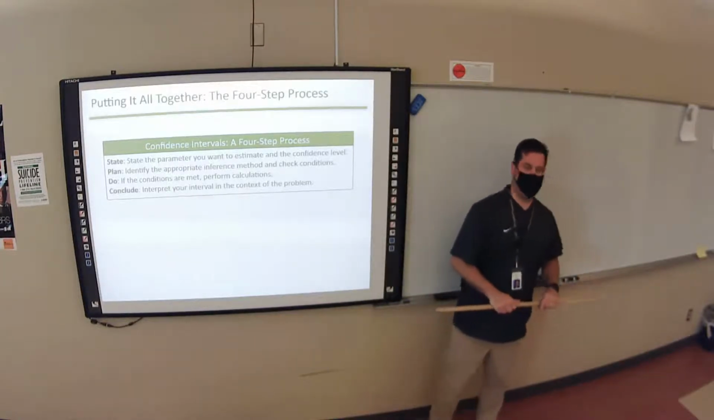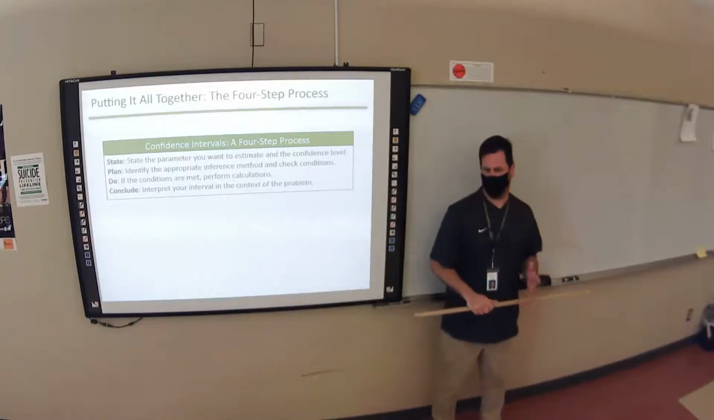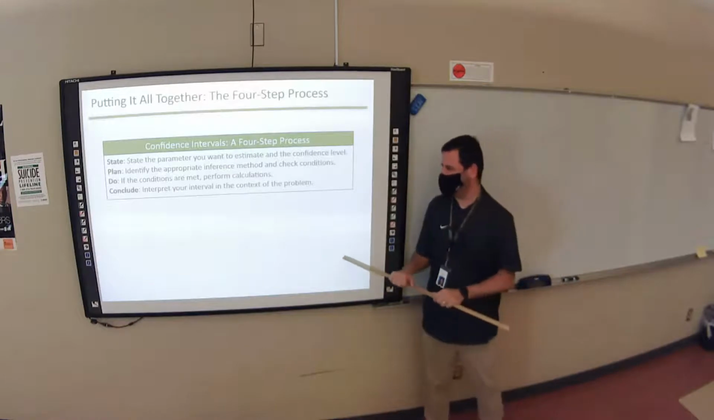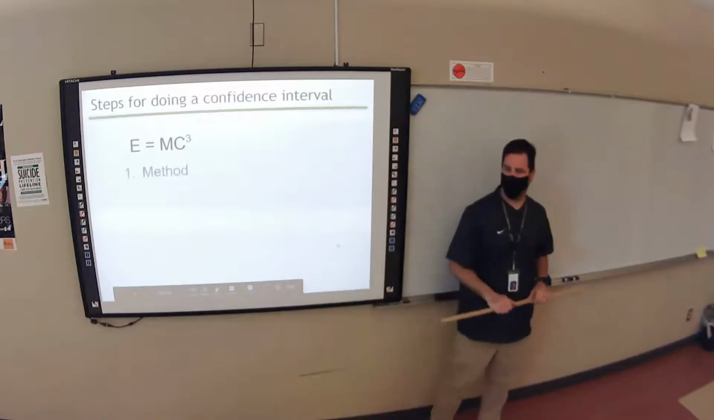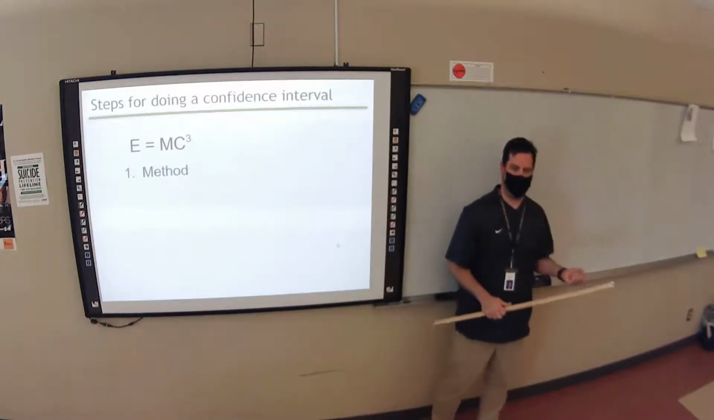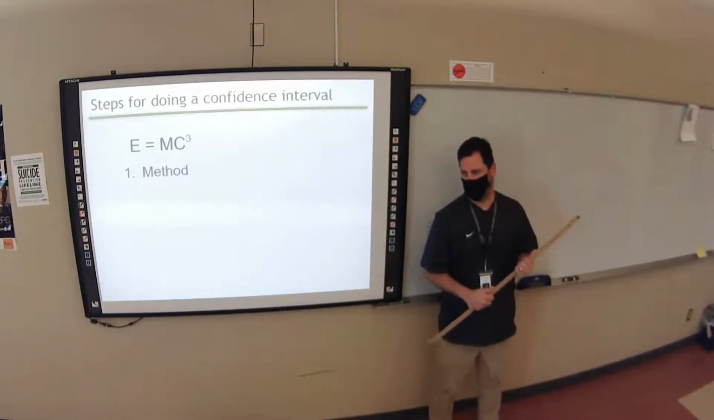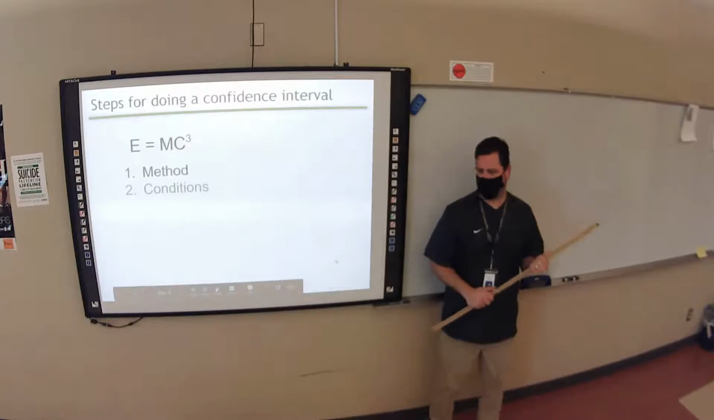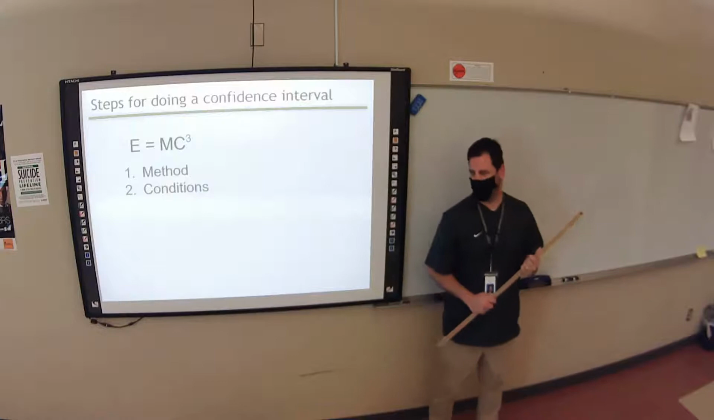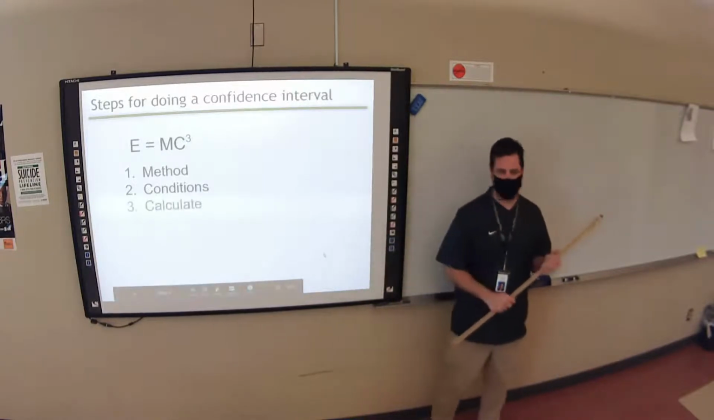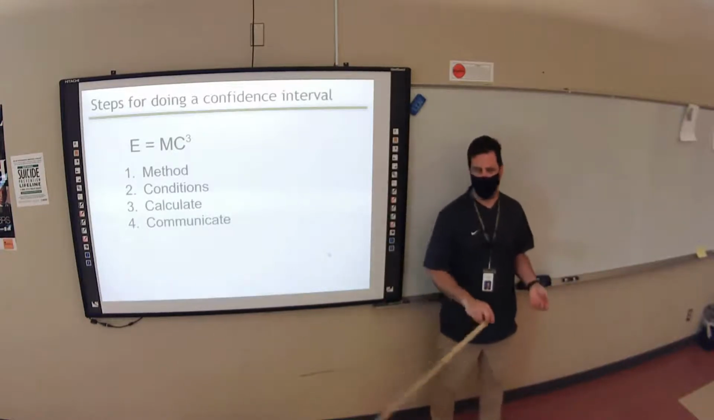I use Sir Isaac Newton's philosophy of E equals mc cubed. It's something like that, isn't it? MC squared. MC cubed. M is the method. So that's where I'll just say one sample proportion Z interval, the method. The first C is the conditions. So that's where I'll say the conditions. The second C is the calculations. And the third C is to communicate the results or your conclusion, either one.